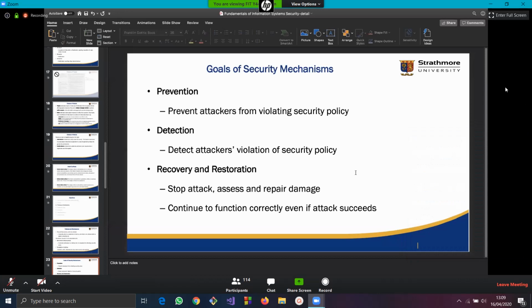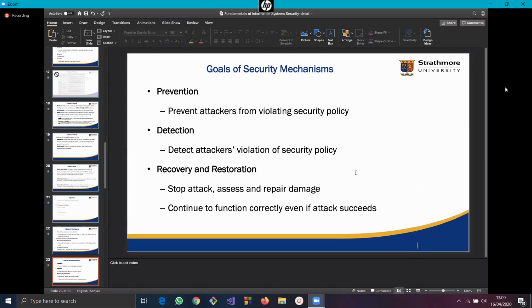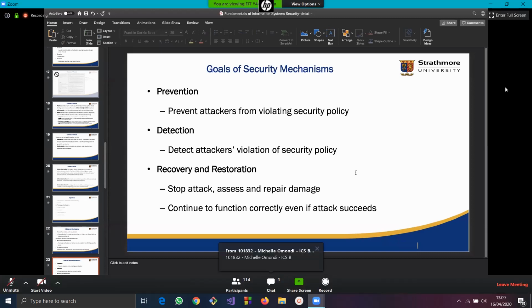Vanessa Chege, what do you think? Well, for me, I think detection would be better, because if people are already trying to hack into your system, it means that there's a vulnerability that they've seen they can expose. So it's better to detect this and put in place countermeasures to correct the vulnerability. So I think detection would be better.